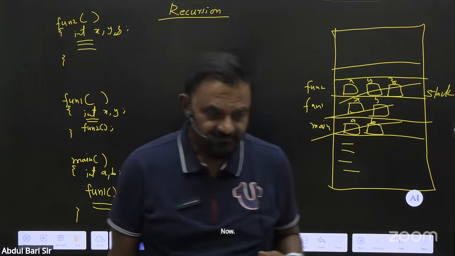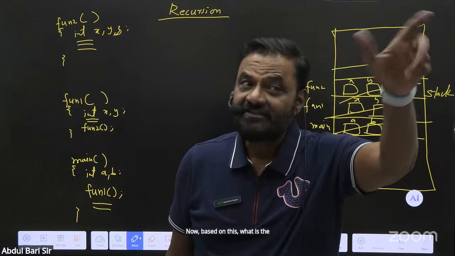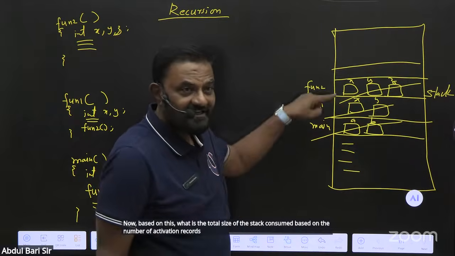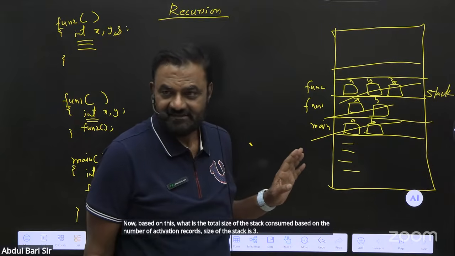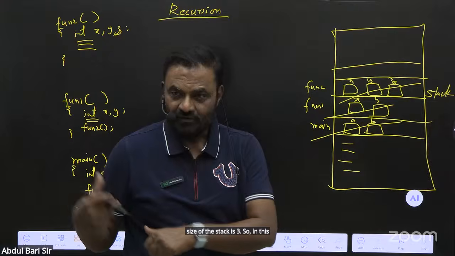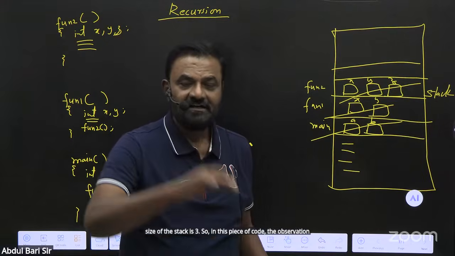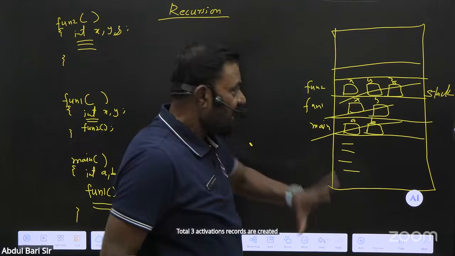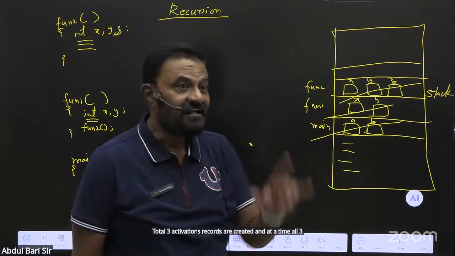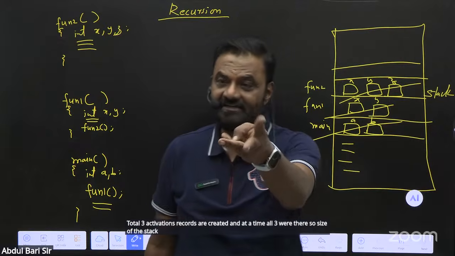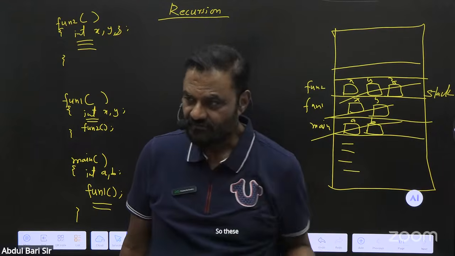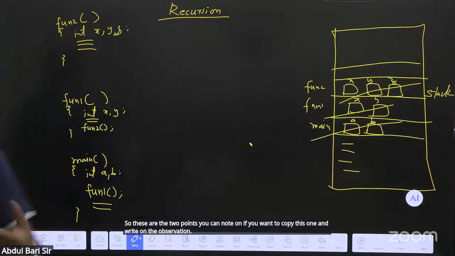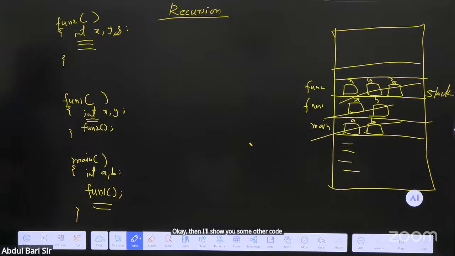Now, based on the number of activation records, what is the total size of the stack consumed? The size of the stack is 3. So in this piece of code, the observation is that a total of 3 activation records are created, and at one time all three were there, so the size of the stack required was 3. These are the 2 points you can note down if you want to copy this and write the observation. Then I'll show you some other code, and then we'll go on to recursion.